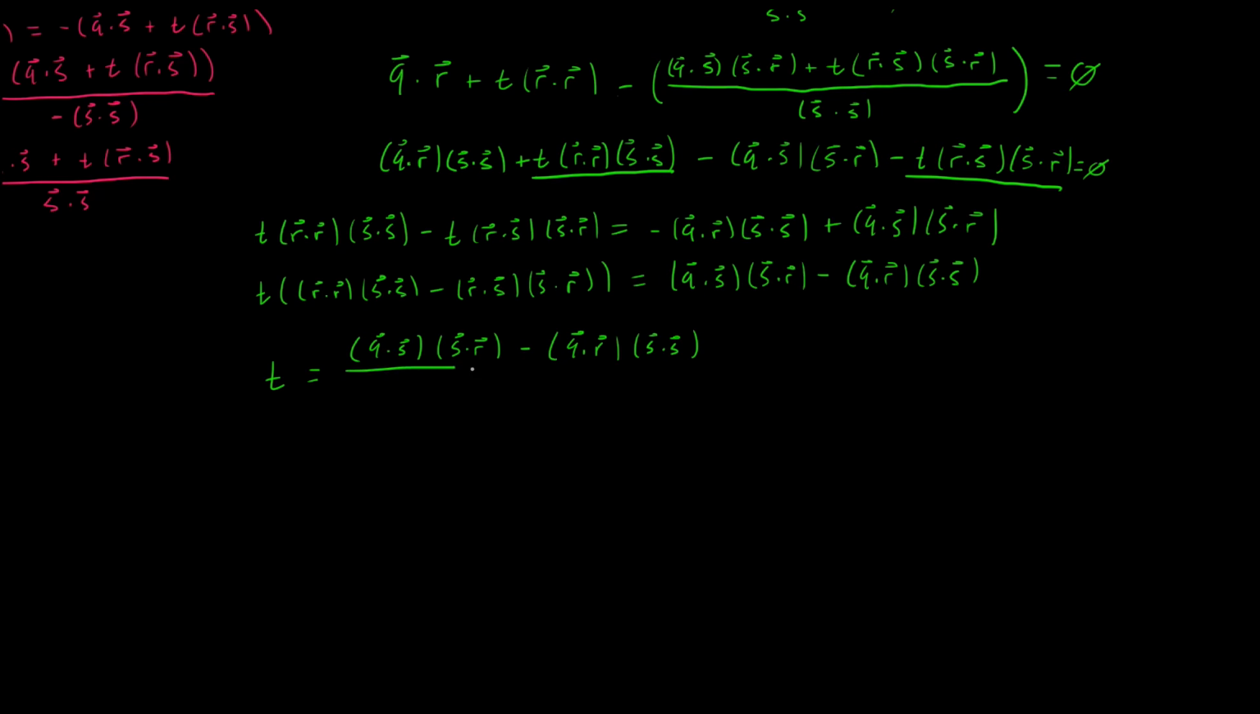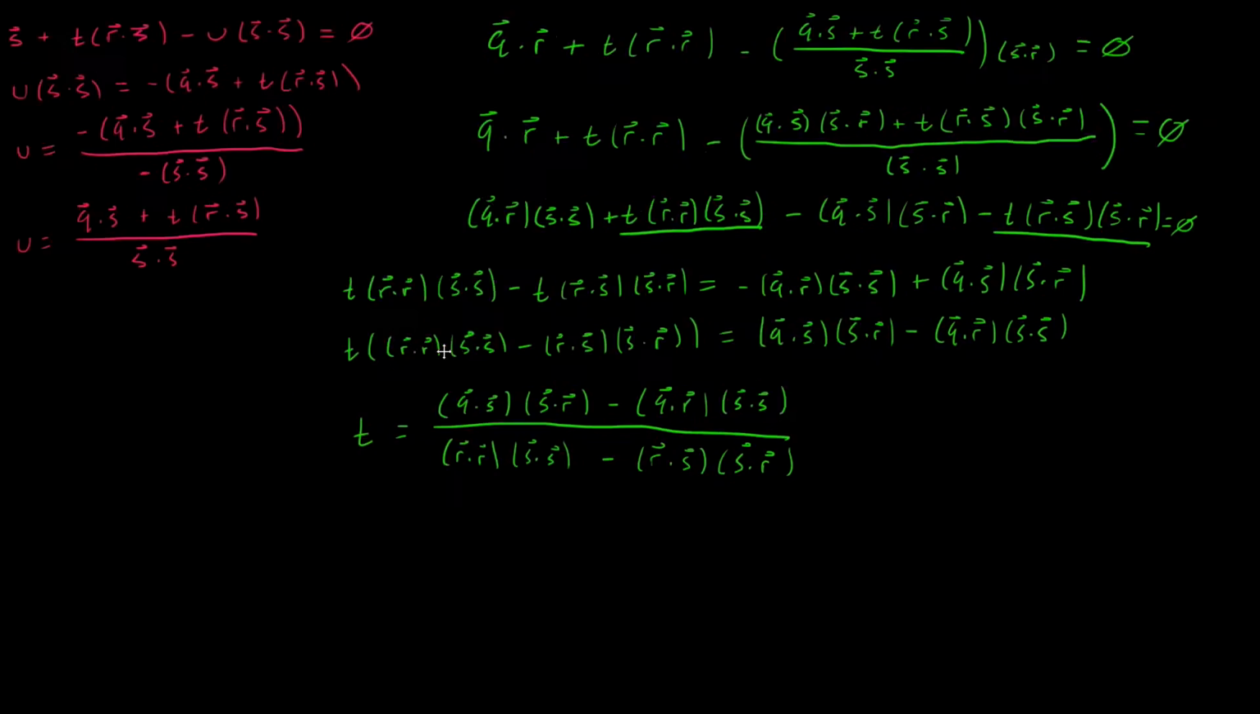And then that is all divided by the denominator, which was the part that we factored out, so that is r.r multiplied by s.s minus r.s times s.r. And that is it. That is t. We have found t. So this is what t is equal to.